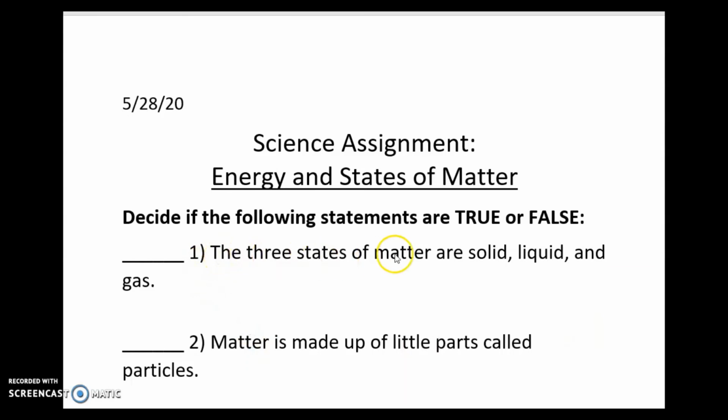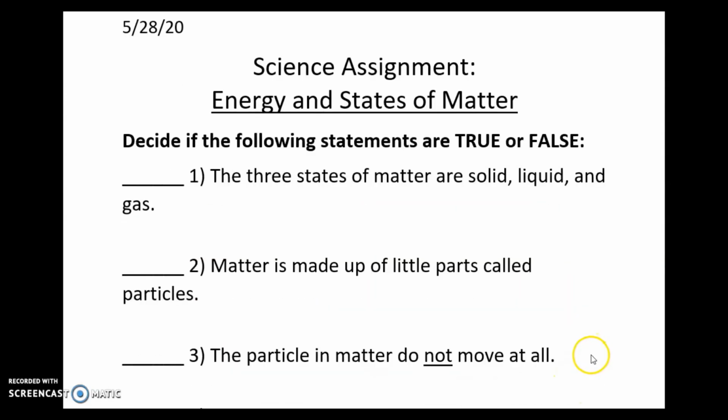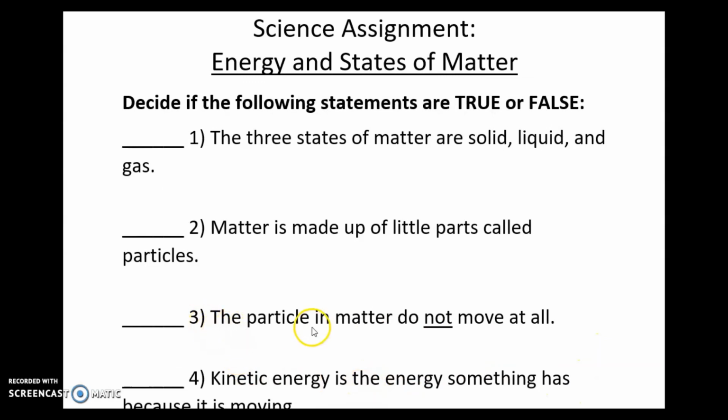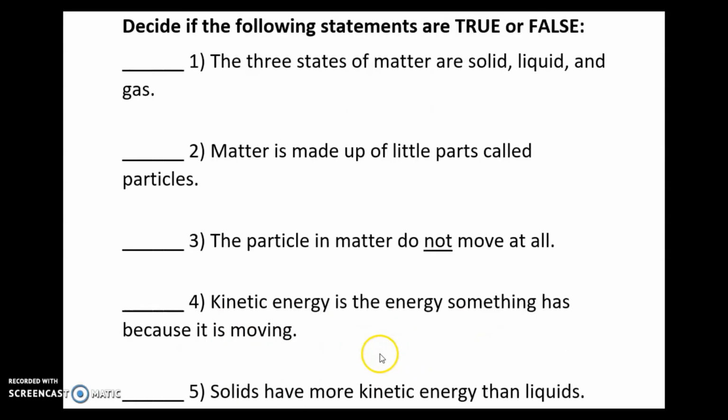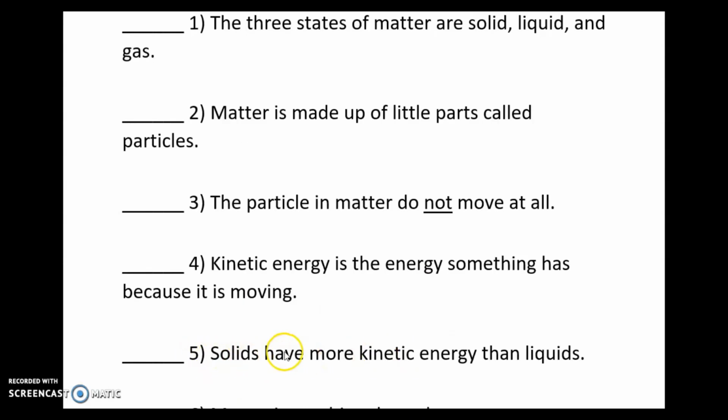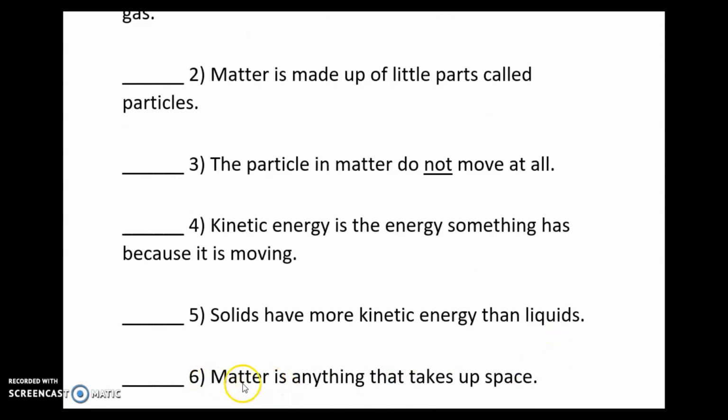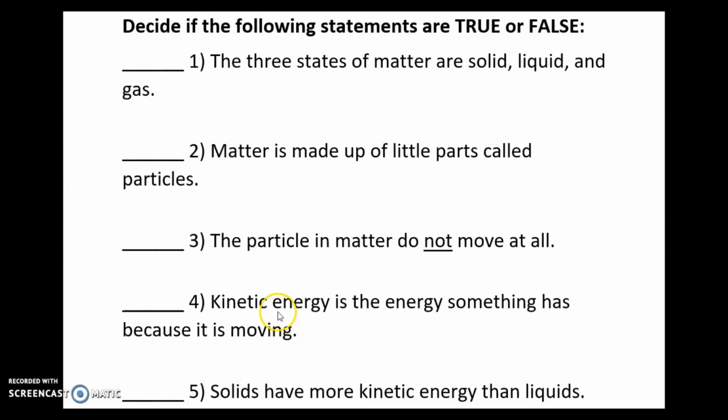Number one, the three states of matter are solid, liquid, and gas. True or false? Number two, matter is made up of little parts called particles. True or false? Number three, the particles in matter do not move at all. True or false? Number four, kinetic energy is the energy something has because it is moving. Number five, solids have more kinetic energy than liquids. You decide. Matter is anything that takes up space. So true or false for all of these.